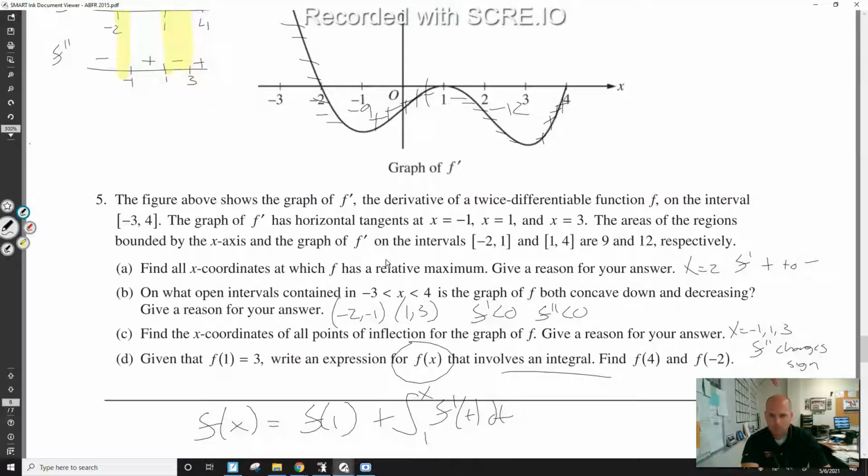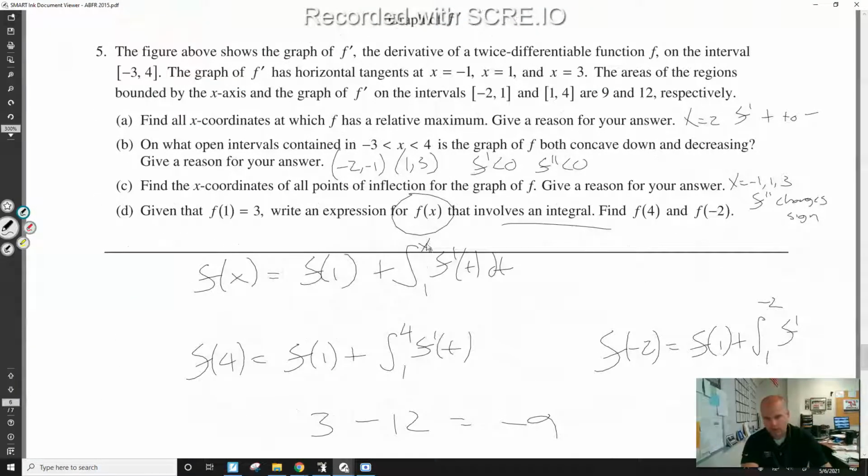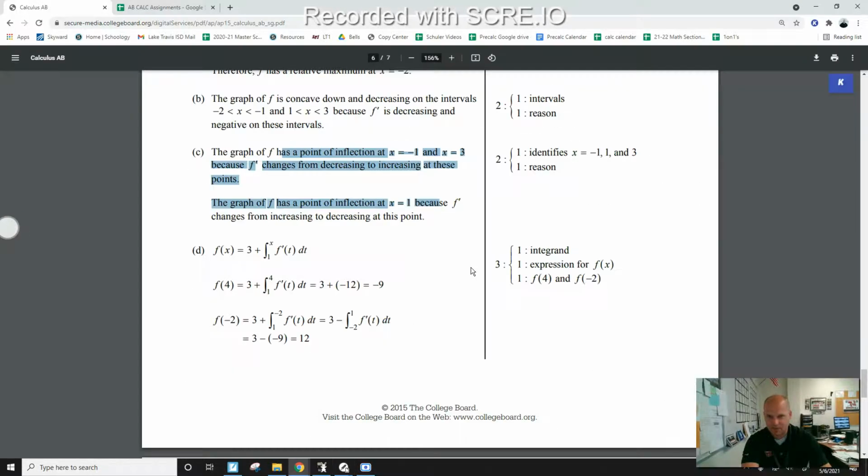Okay, 1 point for this integral where you have x here, and then this has to be something else. They use t, I use t. You can use whatever you want. But the key to the accumulation function is the disagreement in variables. This can't be x, and that's x. Don't think they would give you a point for that. -9, 12, using an integral.